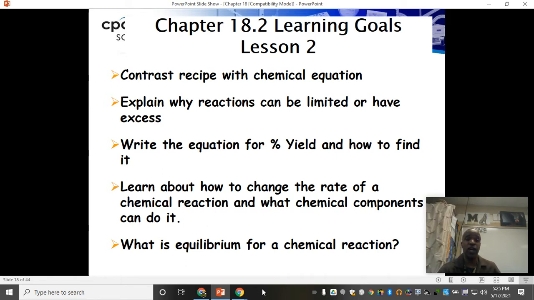In this lesson, we're going to be hitting these particular goals. We'll contrast a recipe with the chemical equation. We'll explain why reactions can be limited or have excess amounts. We're going to write the equation for percent yield, and we should know how to find percent yield. We're going to learn how to change the rate of a chemical reaction and what components in a chemical reaction can actually speed it up or slow it down. And then we'll talk about equilibrium.